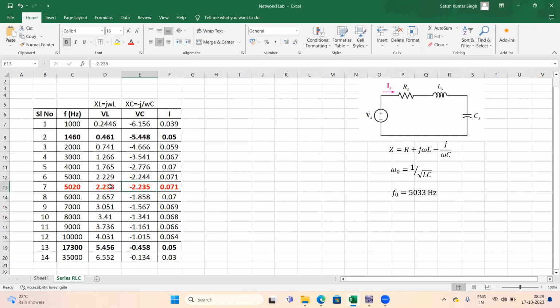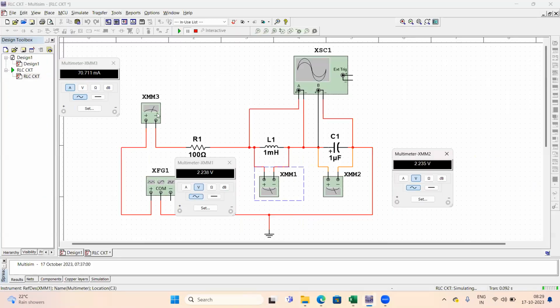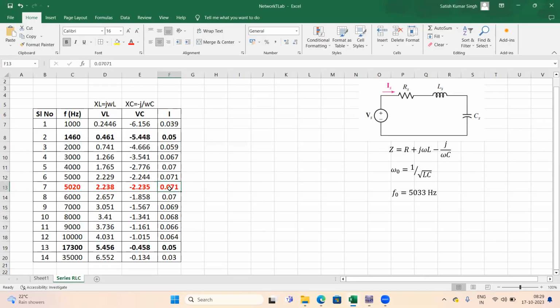It is coming out almost similar, and because of the negative sign, these two voltages will be cancelling each other, and this impedance will cancel each other. Therefore the impedance offered by the circuit will become resistive. At this point, when your frequency is 5020 hertz, this current I from the circuit is coming out as 70.711 milliampere, that I have noted down here. So this is our current value.